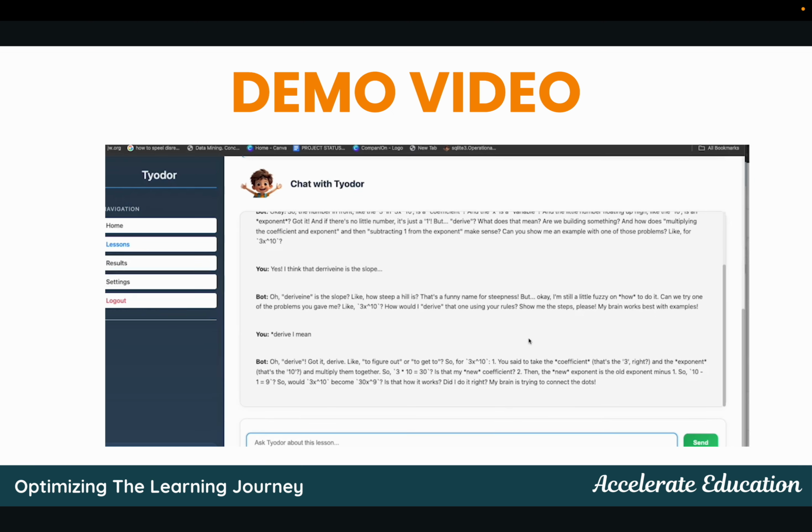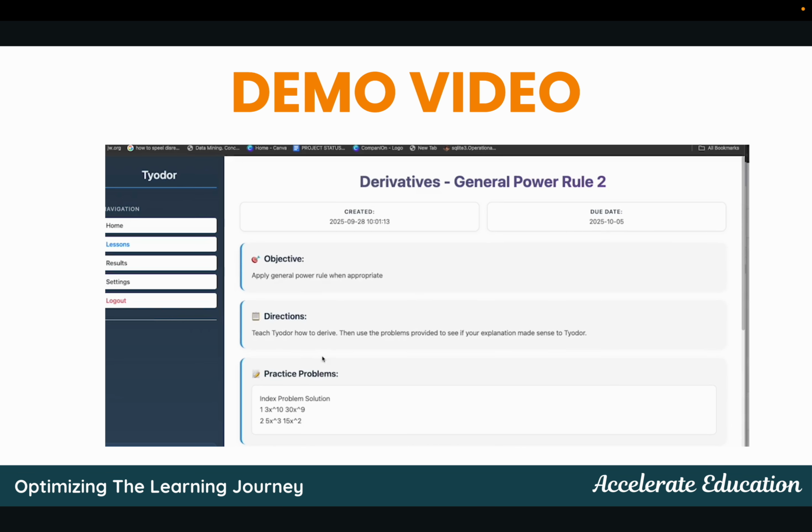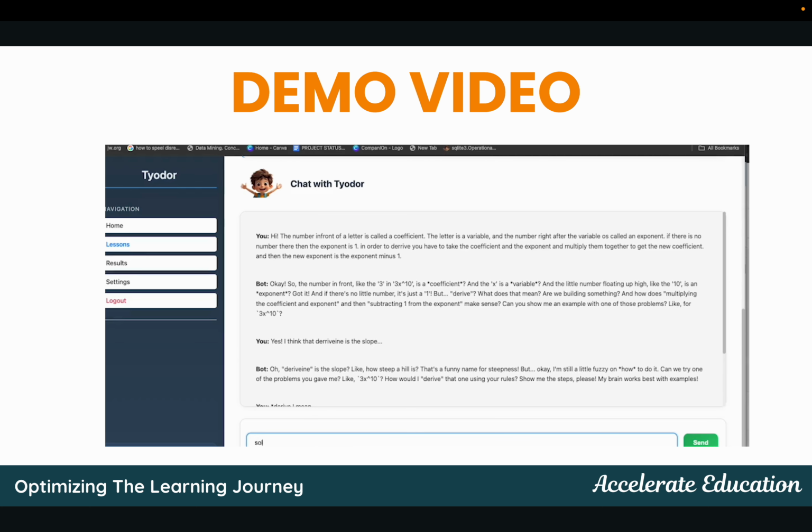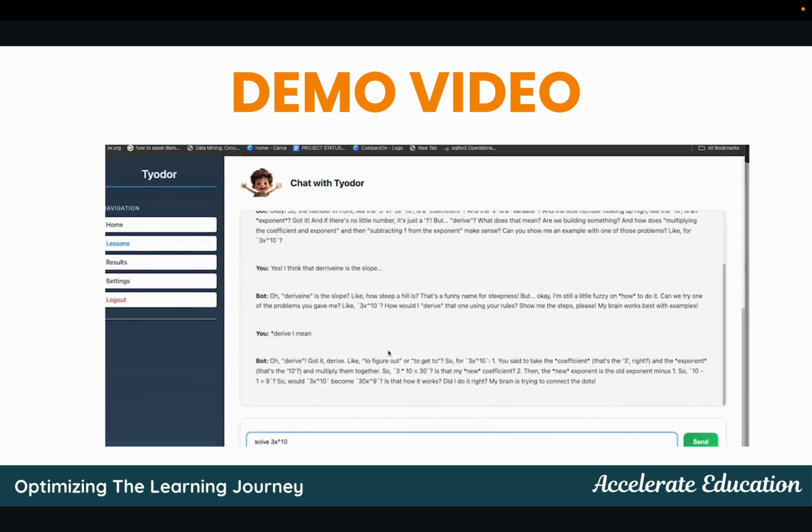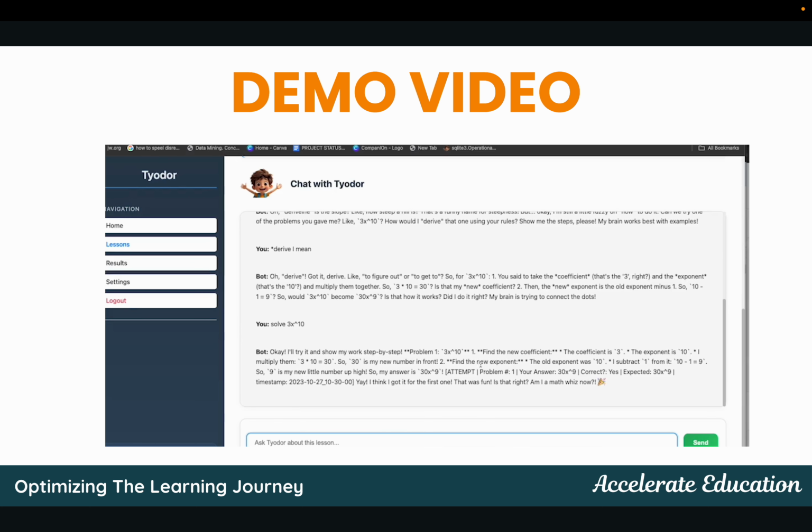And once Theodore eventually gets it, and the student is confident in Theodore's abilities, then the student would be able to go back to the practice problems that were assigned and use those practice problems to make sure, so they're given the problem and the solution to make sure Theodore fully gets it. And once that's done, we go back to the teacher screen.